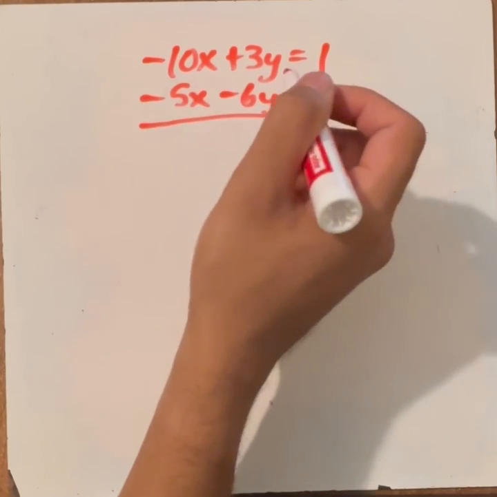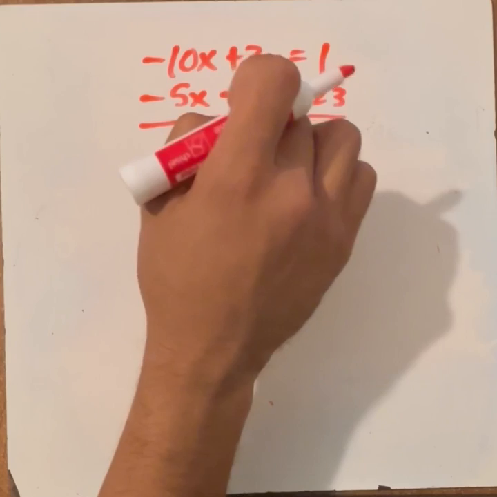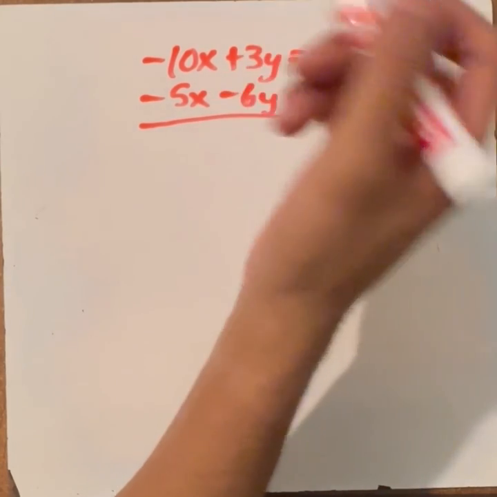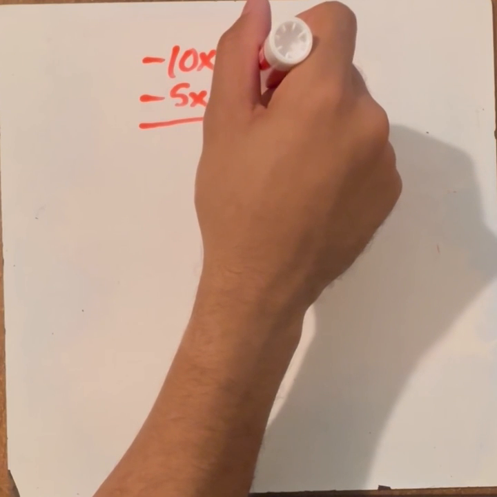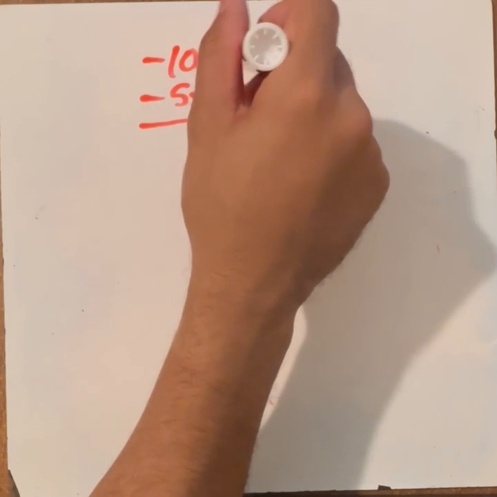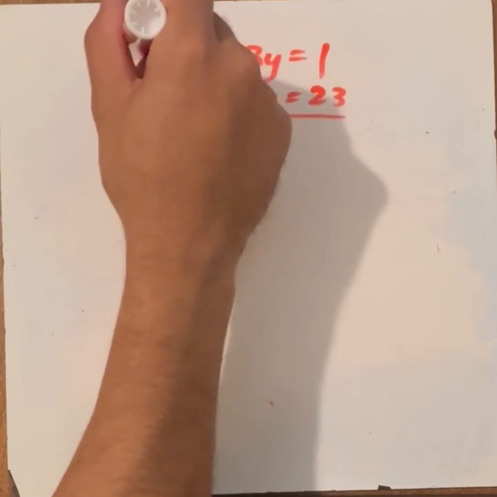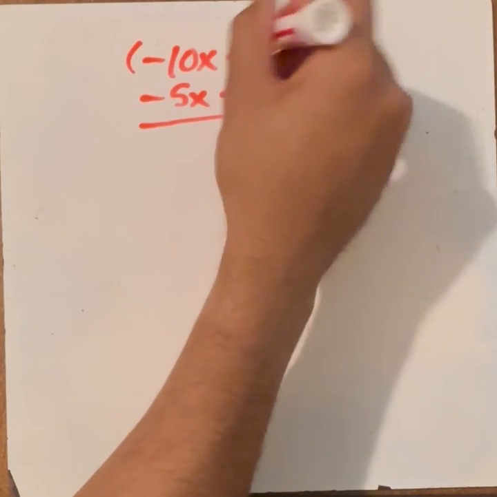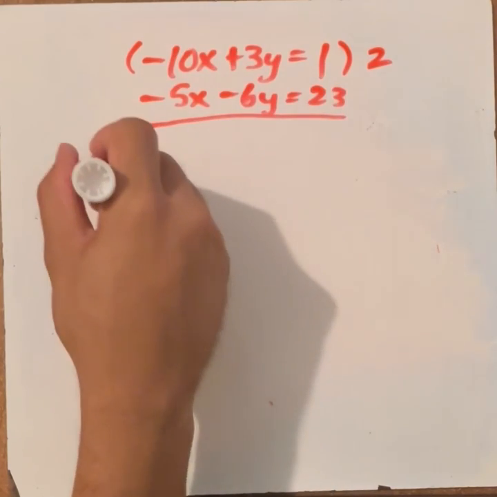So what we need to do is multiply one of the equations in such a way that we could eliminate one of the variables. So let's say that we wanted to eliminate the y's. Okay, we know to make 0, 6 minus 6 makes 0. So what can we do to this 3 to make it a positive 6? We got to multiply it by 2. Okay, so let's multiply everything by 2.